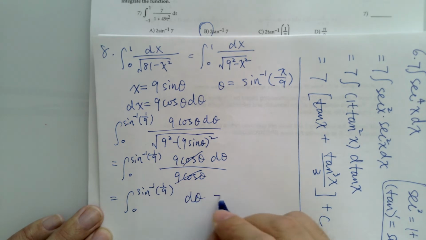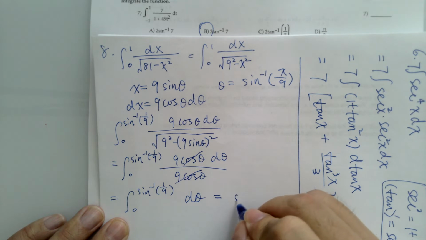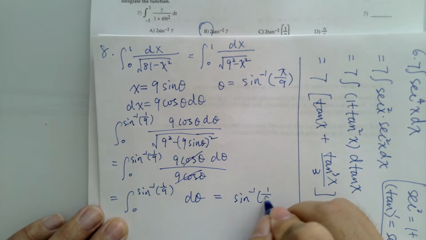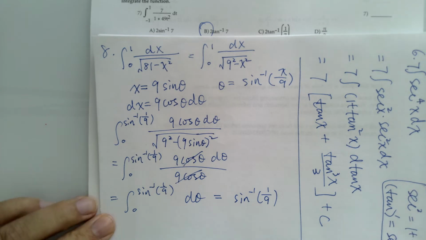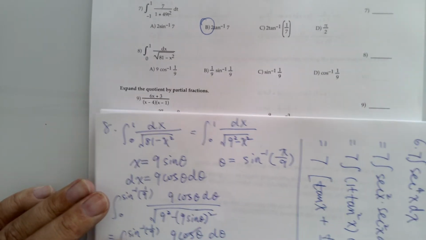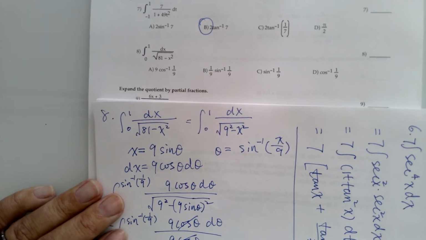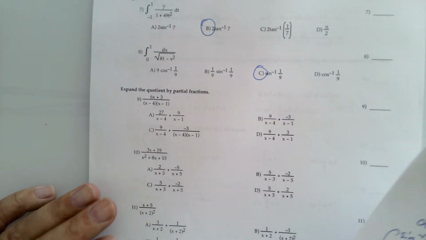D theta, and our result, super duper simple. It's just a sine inverse of 1 over 9. That's it, so it's an easy one. So let's see, do we have this sine inverse of 1 over 9? The answer is yes, sir. We have it. Okay, cool.